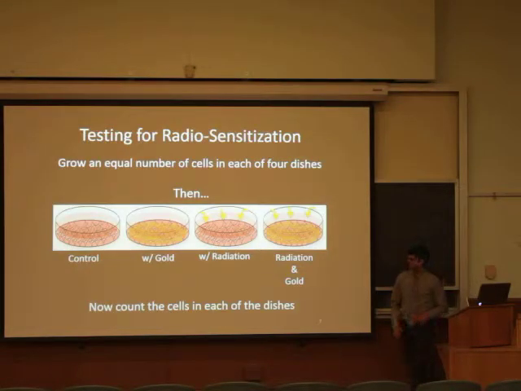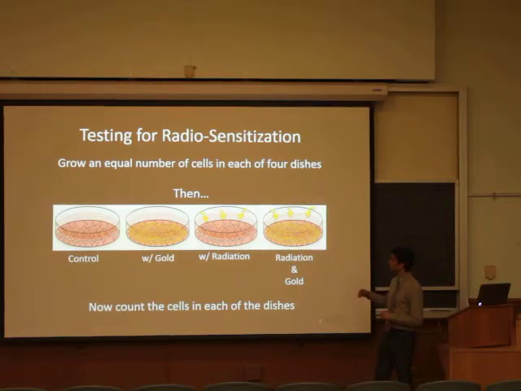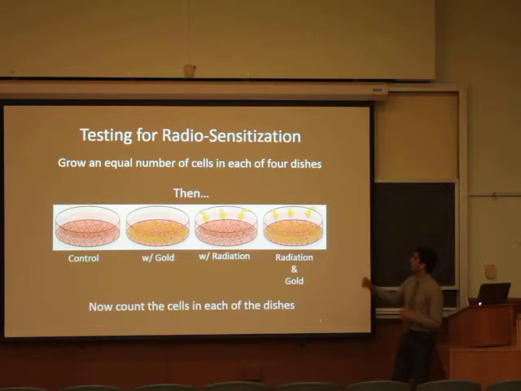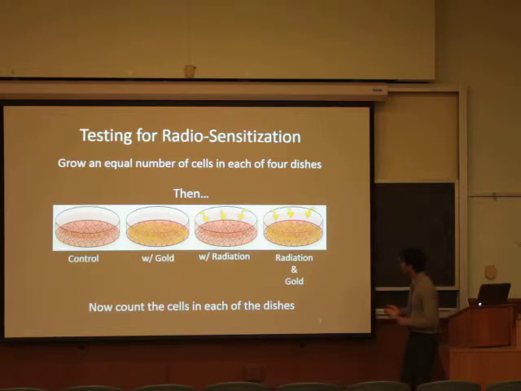And the way we set up the experiment is like this. We got 4 dishes. We plated the same number of cells in each dish. Our control was just the regular cells. Another dish was exposed to a certain concentration of gold nanoparticles. Another dish was exposed to a certain dosage of radiation. And the last dish was exposed to the same concentration of gold nanoparticles and the same dosage of radiation that the other 2 were.